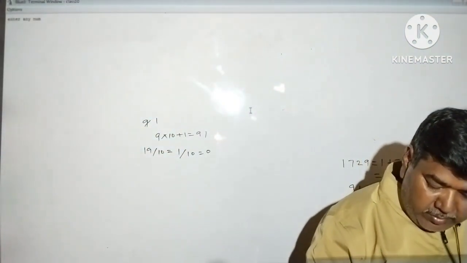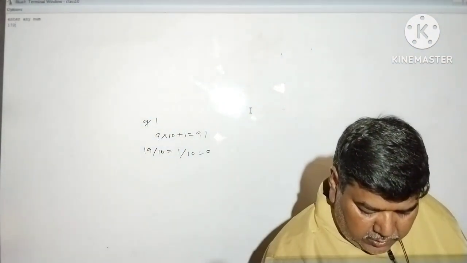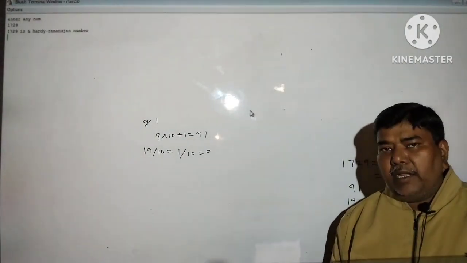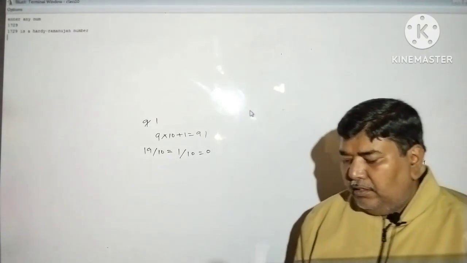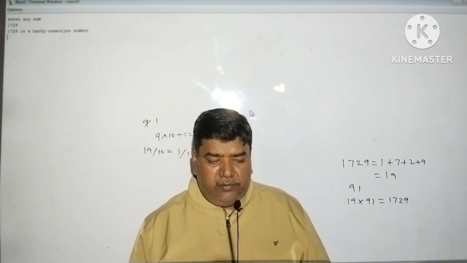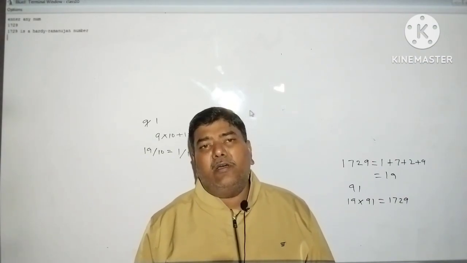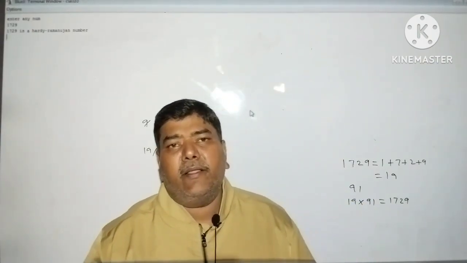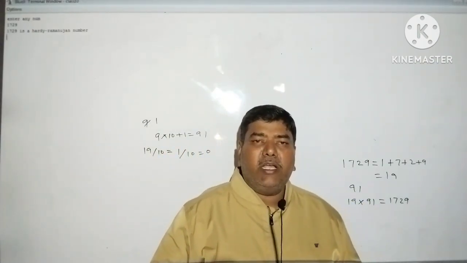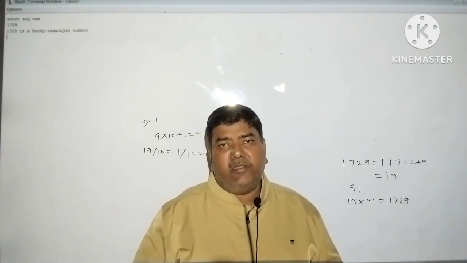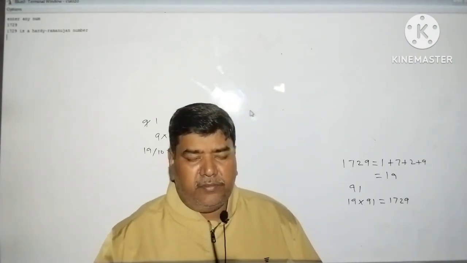See, enter any number, 1729. See, 1729 is a Hardy-Ramanujan number. So like this you study, and whatever doubts you are having you can ask. I will upload more videos for some more programs. Okay, already I have told you some programs. Everything is taught, so just for the sake of revision I am giving. Thank you.